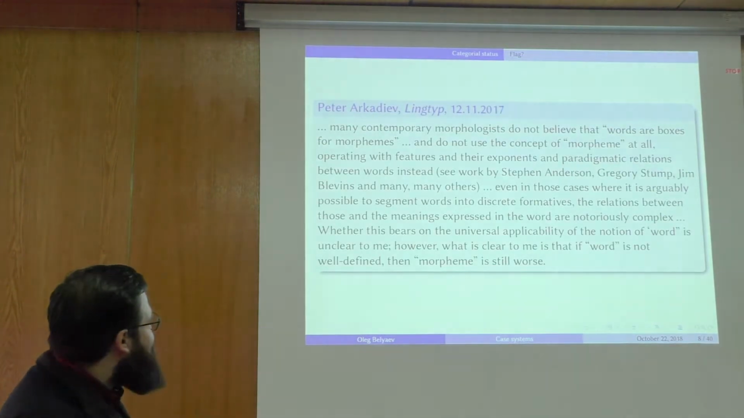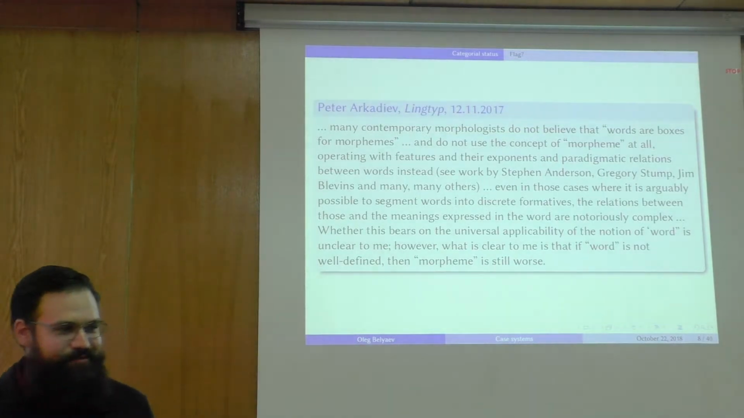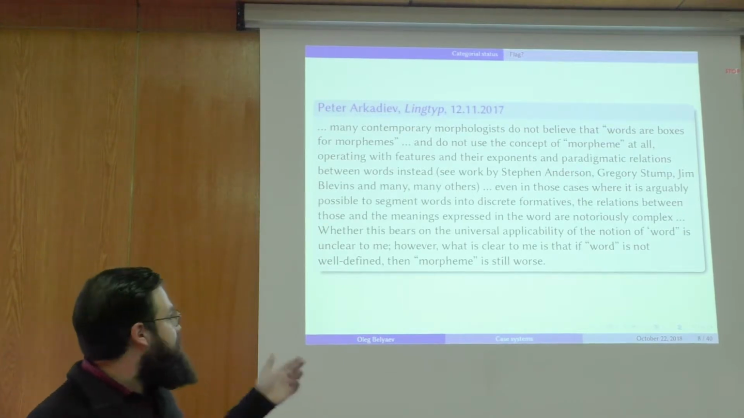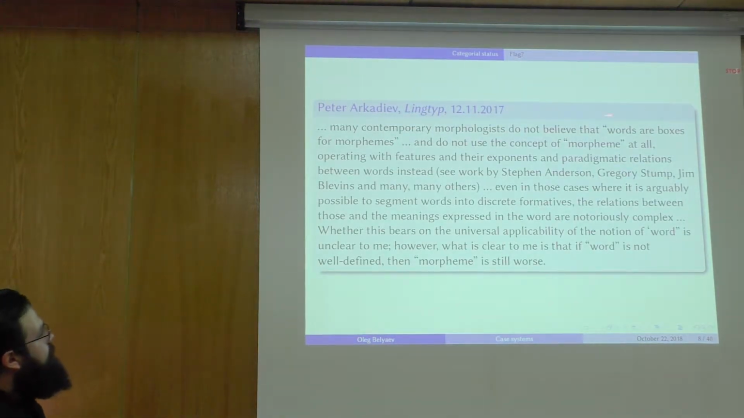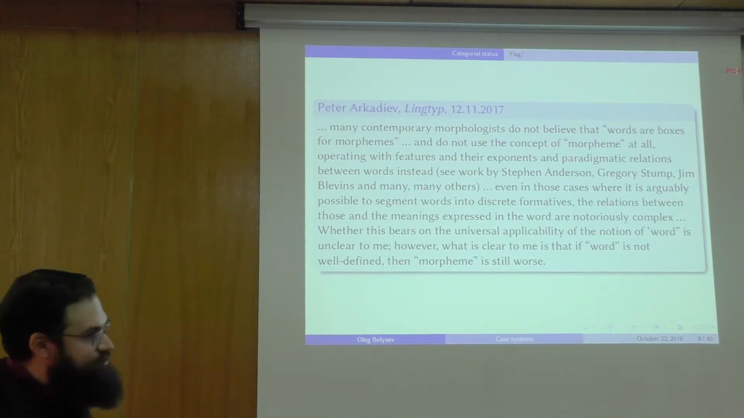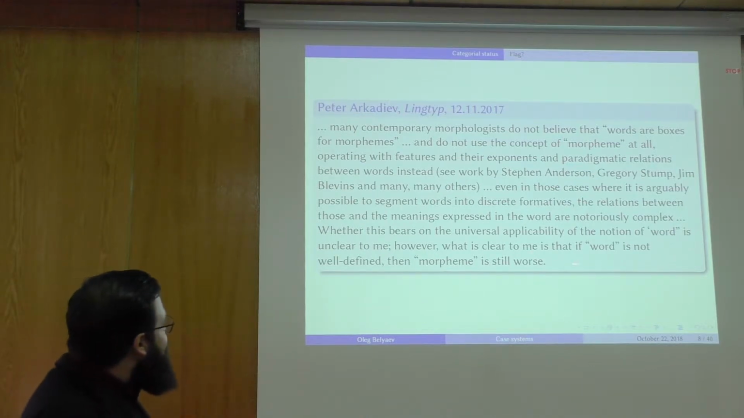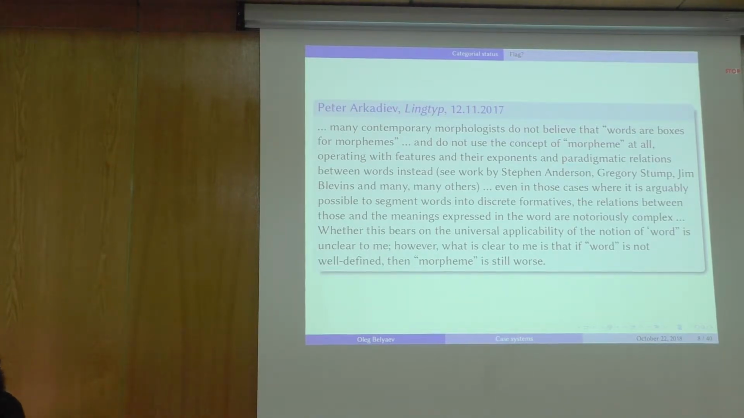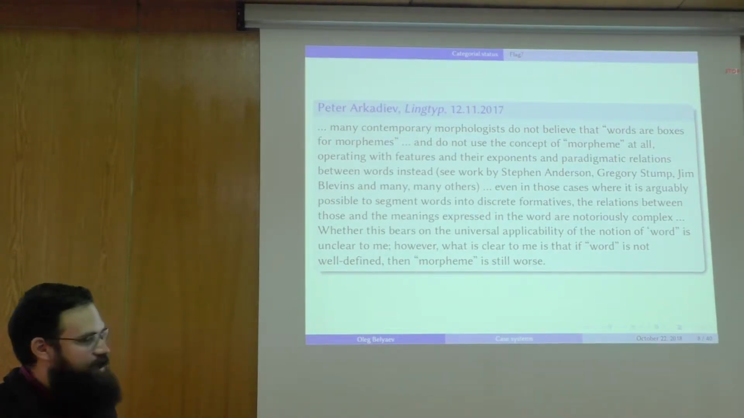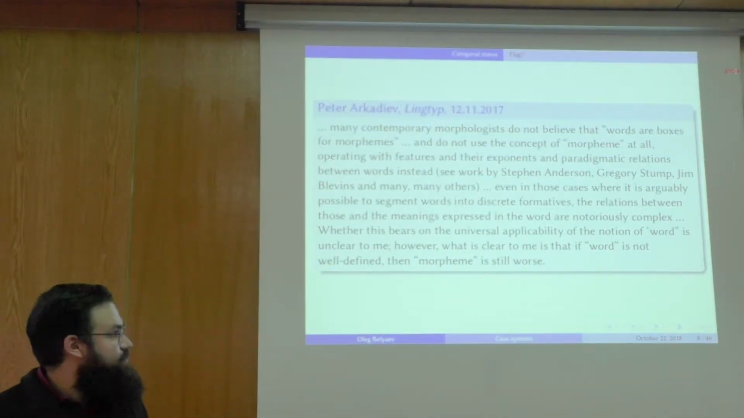Actually, one of the inspirations for this work has been a big discussion on LinkedIn on Haspelmath's paper recently on affixes, and I liked a lot the formulation of Peter, who said that basically many contemporary morphologists do not use the concept of morpheme at all, operating with features and exponents and paradigmatic relations between words, and instead... And if word is not well defined, then morpheme is still worse. So maybe we should start with the morphological structure of paradigms, and not abandon the idea that we can define affixes, words, and so on, and start from this direction.